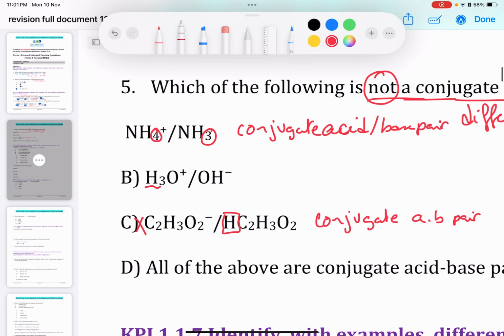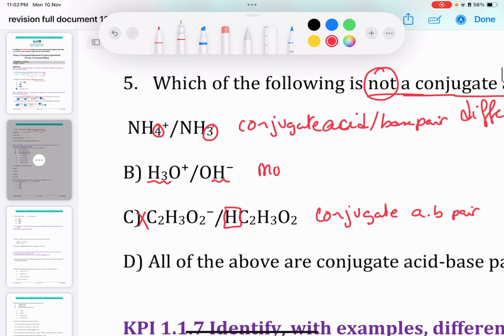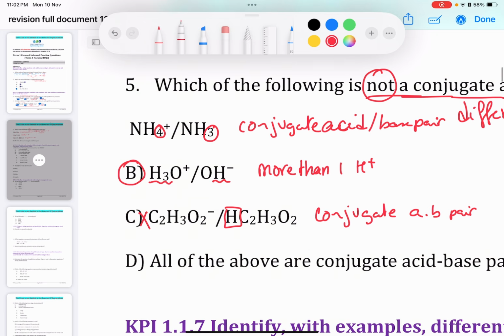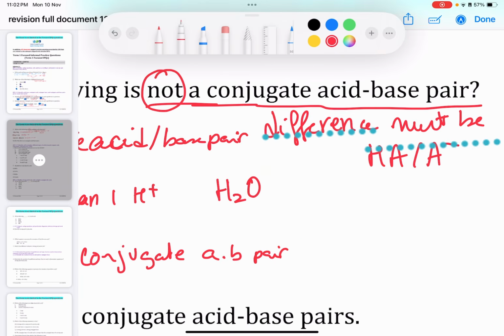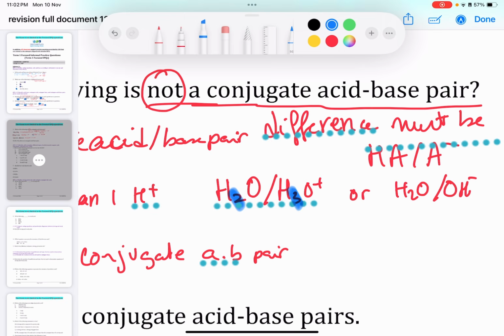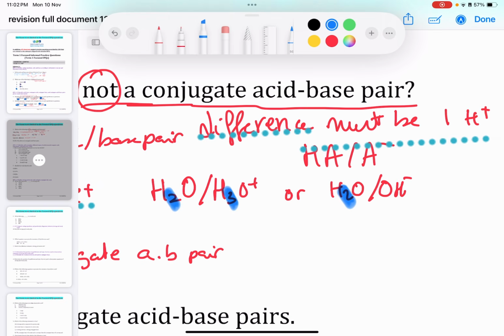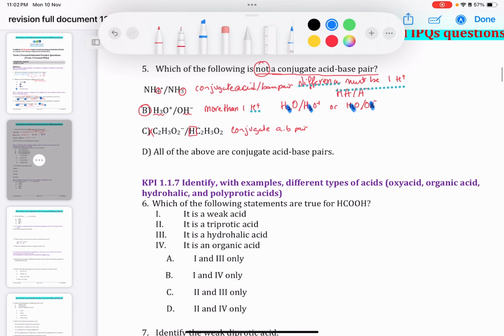Now look at this one. I have 3 hydrogens and here I have 1 hydrogen. So the difference is more than 1 H plus between them. It means that this is not a conjugate acid-base pair. To be a conjugate acid-base pair, it must be like H2O with H3O plus or H2O with OH minus. So like this, the difference is 1 hydrogen. And here I have 2, and then I have 1. This is 1 hydrogen H plus ion difference.